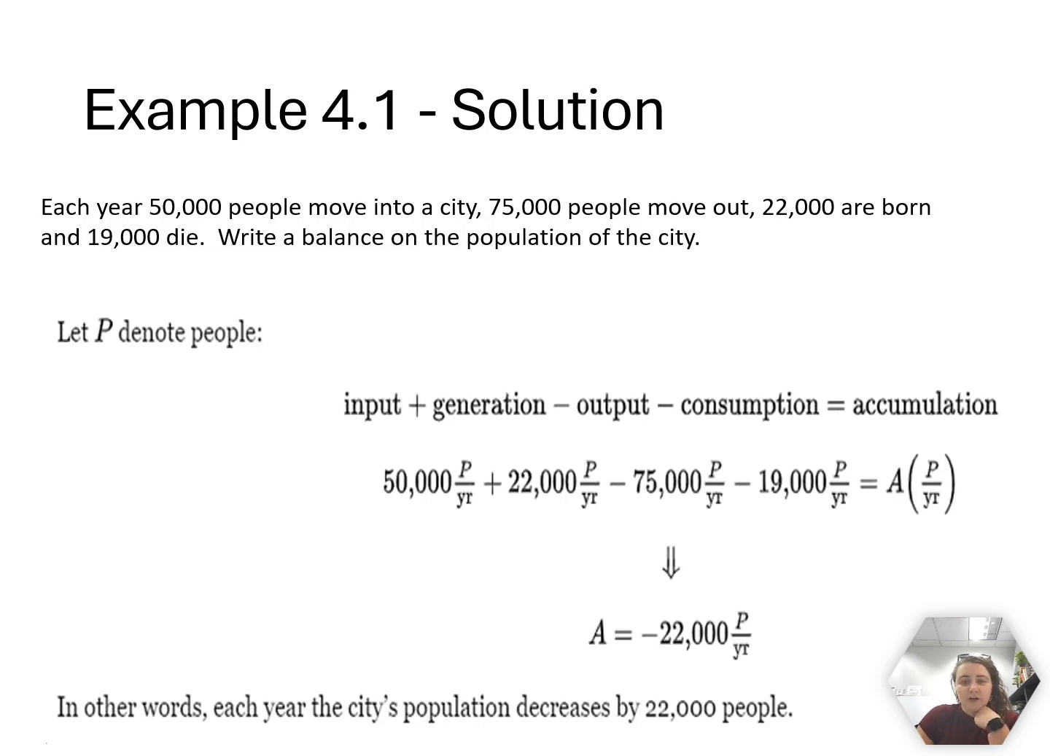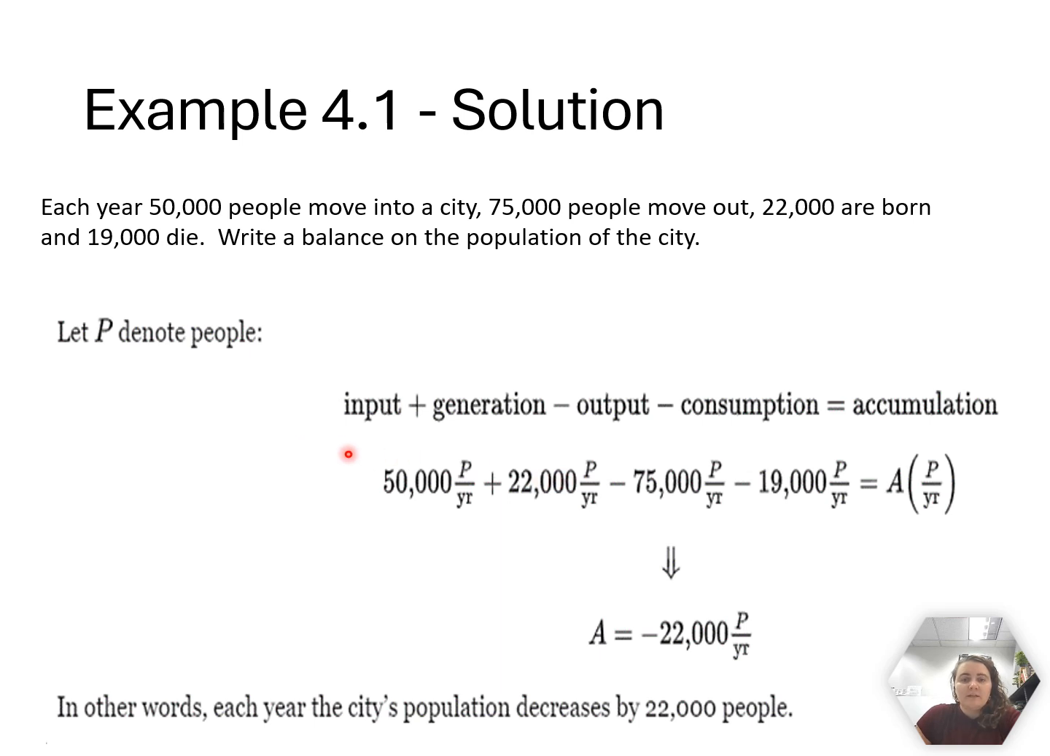All right, so let's talk about the solution to this specific problem. I'm going to use some highlighting to help us out here. Remember that when we're talking about the general balance equation, we are going to have input plus generation minus output minus consumption equals accumulation. That's the first thing that you're always going to write in any of these types of problems.